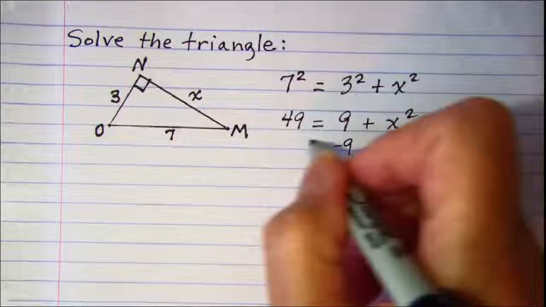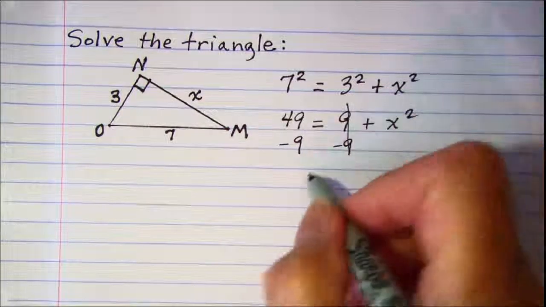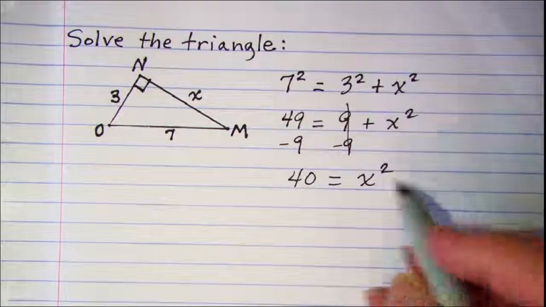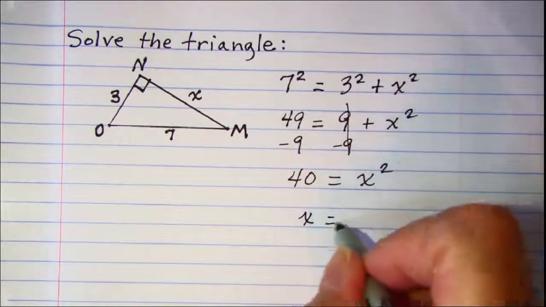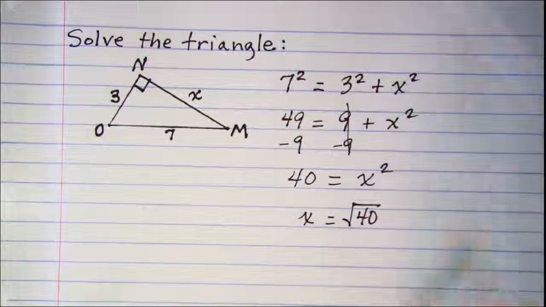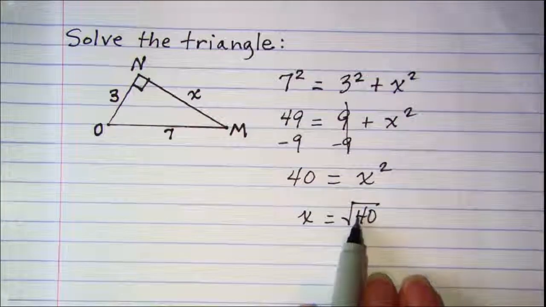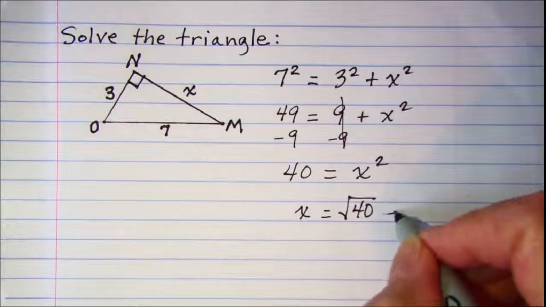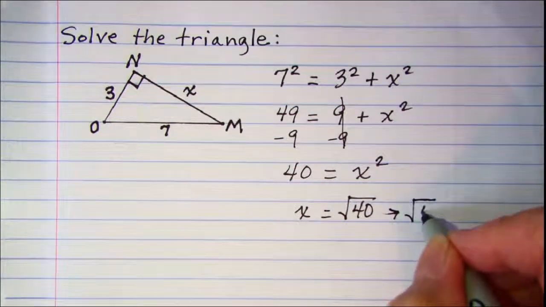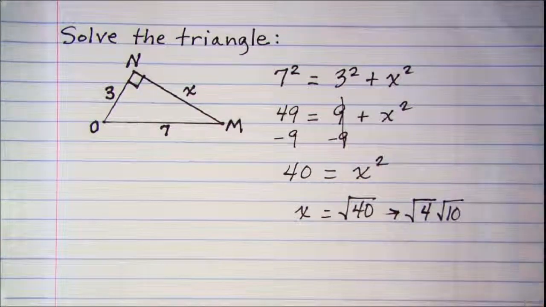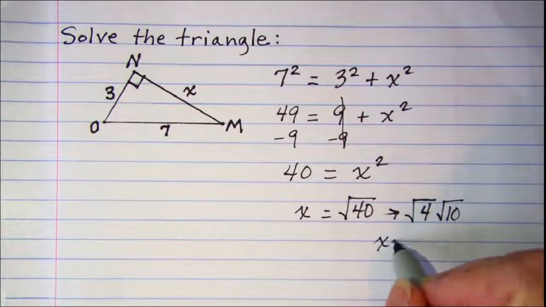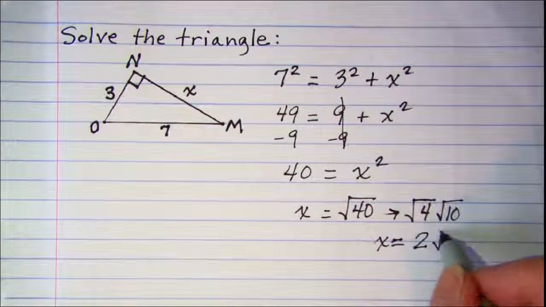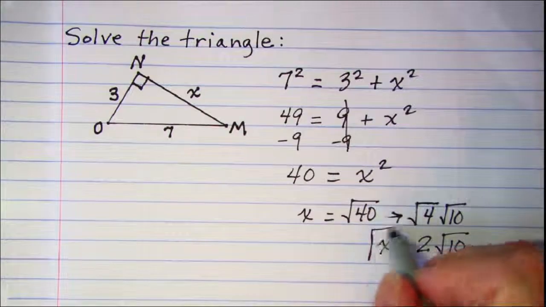Subtract 9 from both sides. So 40 is equal to x squared. Square root both sides. So x is equal to the square root of 40. Now that radical can be simplified because 40 is the same as 4 times 10. So we can rewrite this as the square root of 4 times the square root of 10, which is, square root of 4 is 2, and then square root of 10 I have to leave, so 2 root 10 for x.